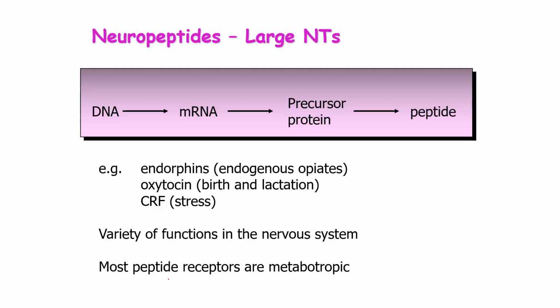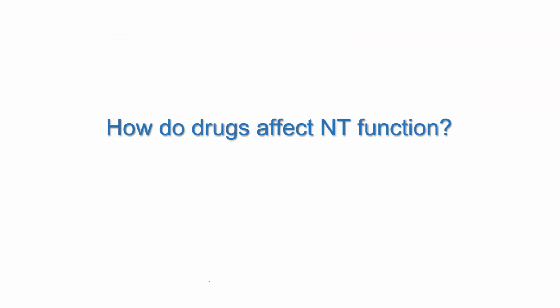Unlike classic neurotransmitters, which can be broken down by either reuptake or enzyme degradation, peptides are almost always broken down by enzyme degradation. So let's talk about something that many people are really interested in, which is how do drugs affect neurotransmitter function to produce the effects that they do in the nervous system.